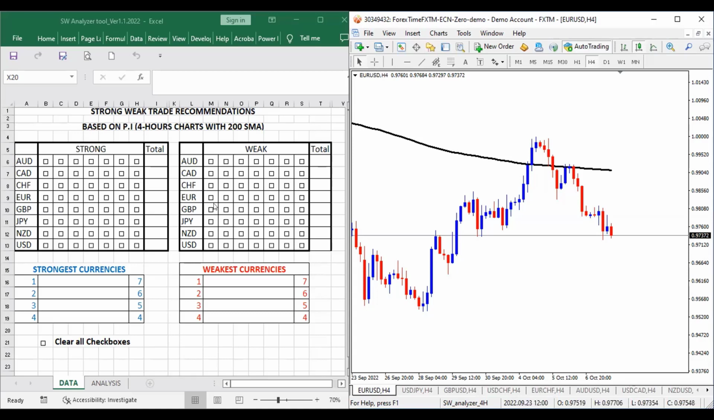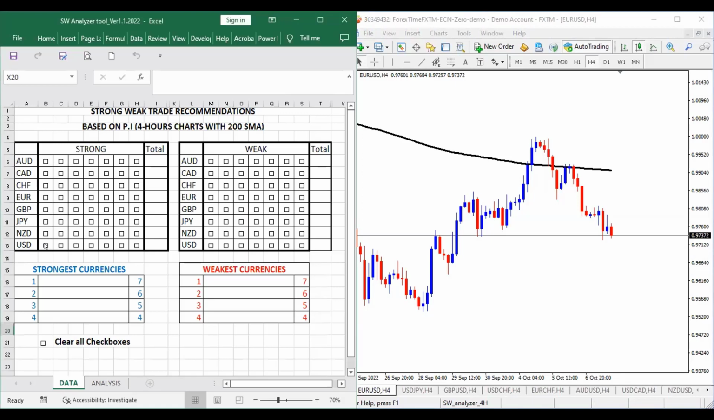Okay. Conversely here, for those of you who will want to use this tool, I will put a tick on the US dollar strong side. This is the strong side, okay? And the weak one is the euro, so I'll put a tick here on the euro, which is the weak one.